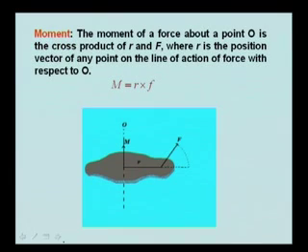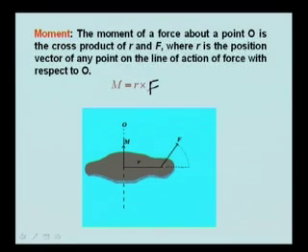Now, we define the moment. The moment of a force about a point O is the cross product of R and F, where R is the position vector of a point on the line of action of the force with respect to O. So, therefore, M is equal to R cross F. Now, here the force is acting and this is the line of action.